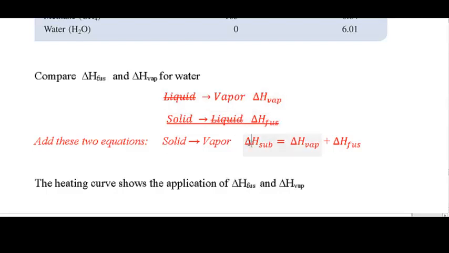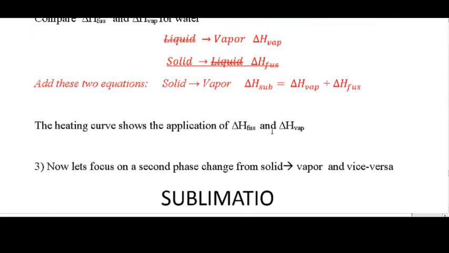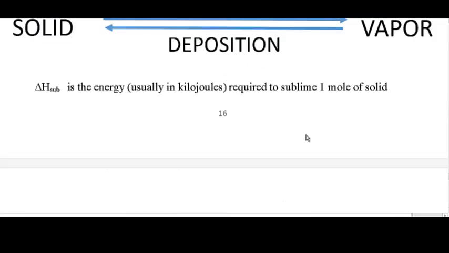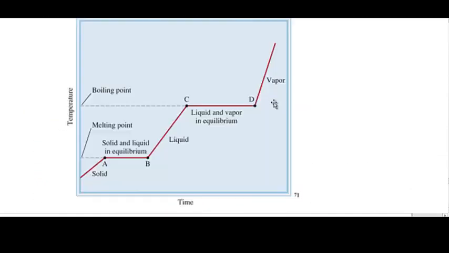So the delta H of sublimation, which is a solid going to a vapor, or a solid going to a gas, is your delta H of vaporization plus your delta H of fusion. So we have a relationship between molar heat of vaporization and molar heat of fusion. This is the relationship which we derived above utilizing Hess's law. A couple of other things to end this chapter.